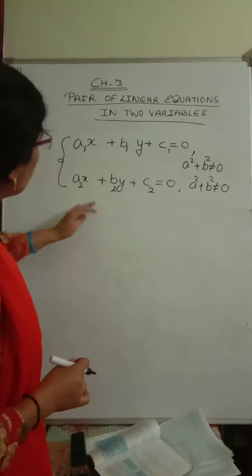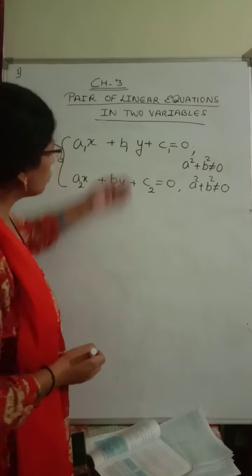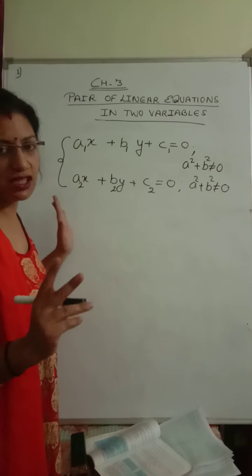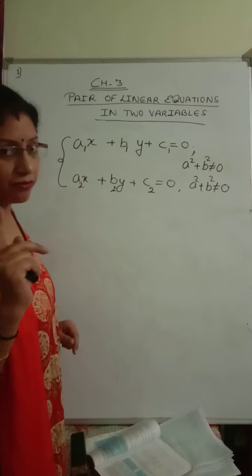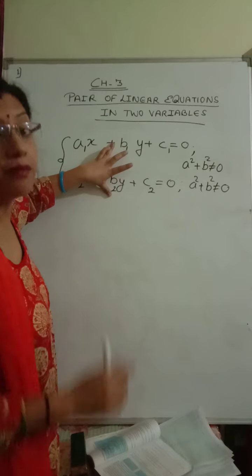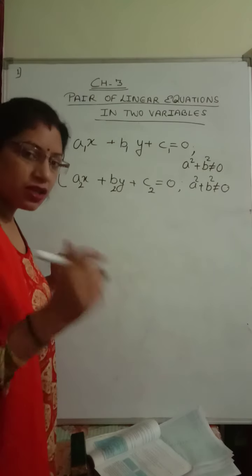Now there are solutions. How to find the solutions? There are so many methods: substitution method, elimination method, cross multiplication method. One by one we will read that. First, for that is your first exercise; the second exercise is based on graphs. You have to draw the graph for these. So how to draw the graph?